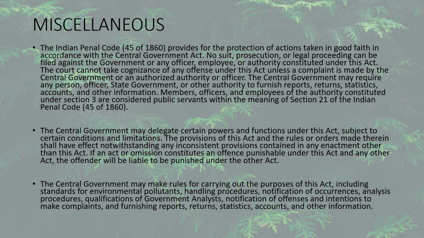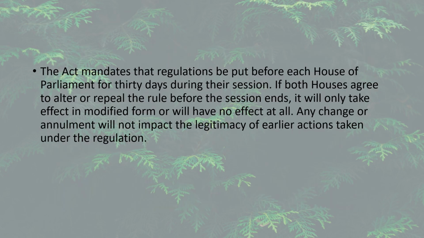So here it says that the central government may make rules for carrying out the purposes of this act, including what? Standards of environmental pollutants and handling procedures, notification of occurrence, analysis procedures and qualification of government analysts. Now, the act mandates that the regulations be put before each house of the parliament for 30 days during the session. If both houses agree to alter or repeal the rules before the session ends, it will take effect in modified form or will have no effect at all. So any change or annulment will not impact the legitimacy of earlier action taken under this regulation.